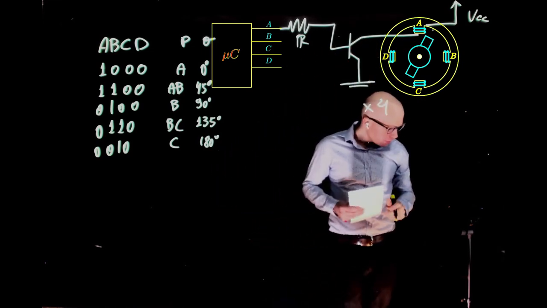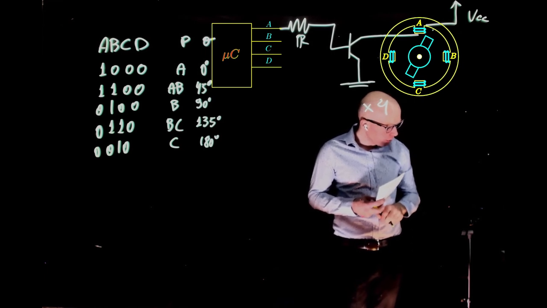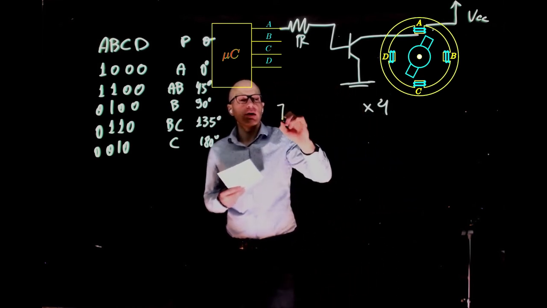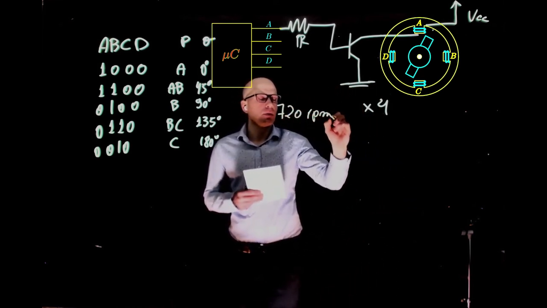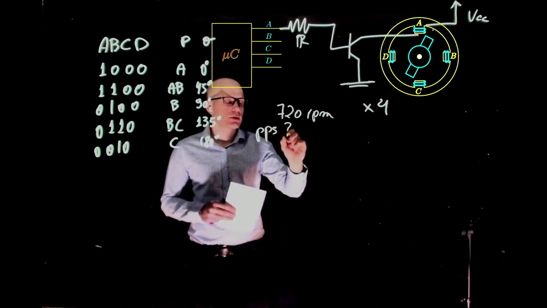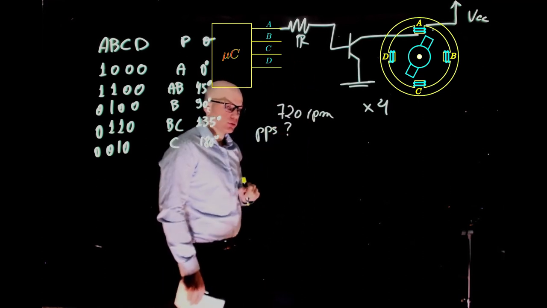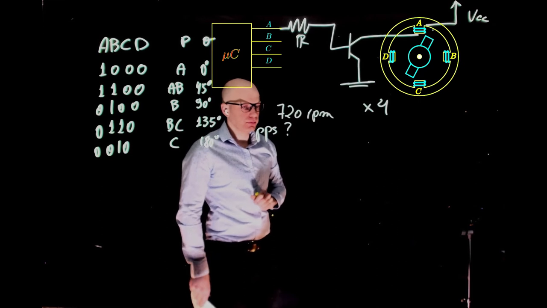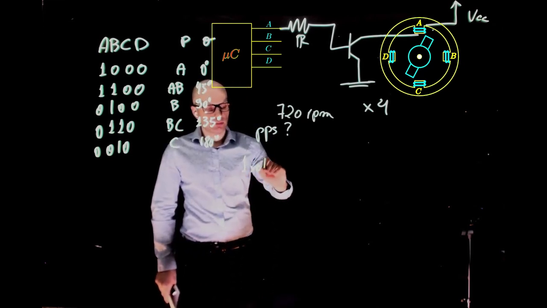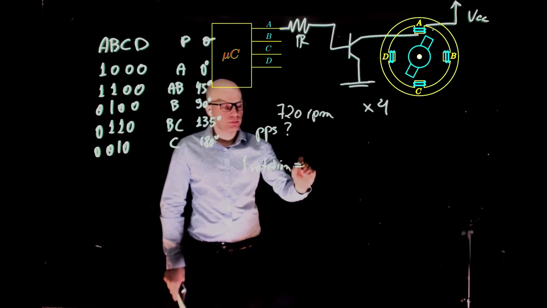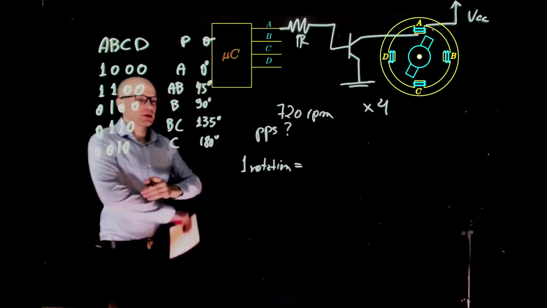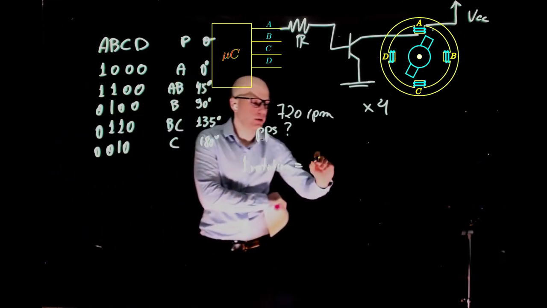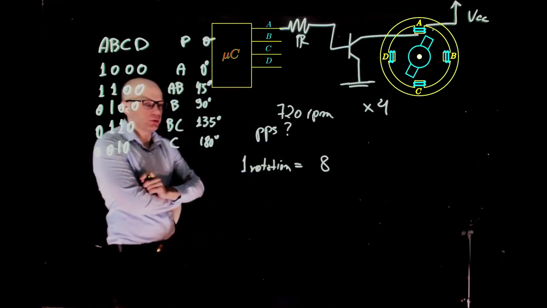Next question says, continuous sequencing causes the motor to rotate at a constant speed. What is the number of pulses per second if the rotor rotates at 720 RPM? That means how many pulses are coming out of the microcontroller. How many pulses does it take to do a full rotation? Eight. Yeah, it takes exactly 8 pulses to do a full rotation.